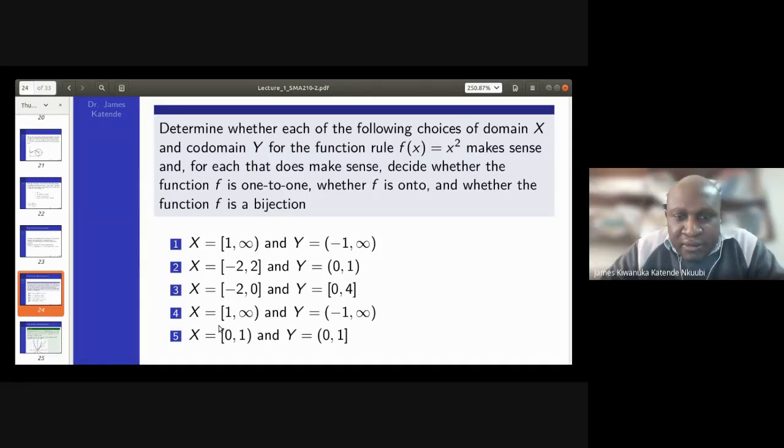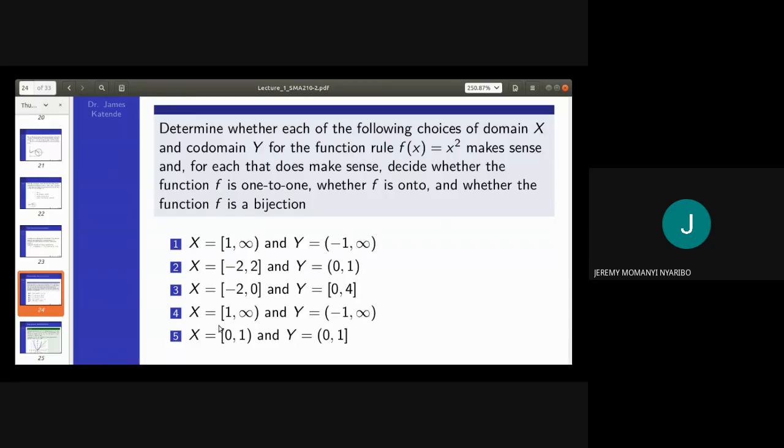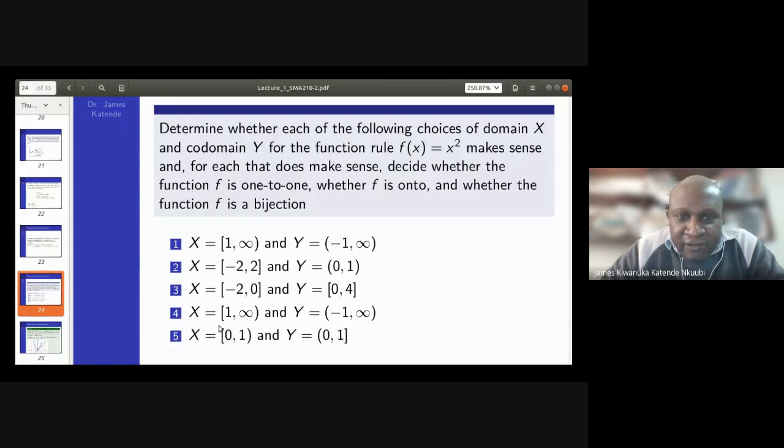And number 3? I think for number 3, all of the elements inside the domain will be mapped, so it makes sense. Is it a bijective function? Is it a bijection? Another question, is it 1-to-1 and onto?